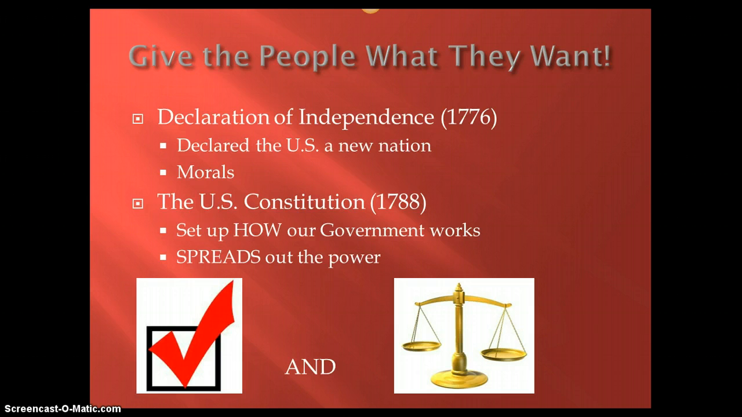The U.S. Constitution was later created in 1788, and that was in order to set up the government for the new nation. The Constitution set up basically how our government works and how it spreads out the power to avoid tyranny, like the monarchy that the colonies had just managed to escape. And it does this by establishing three different branches of government that all work under the system of checks and balances to make sure that none of them get too strong.